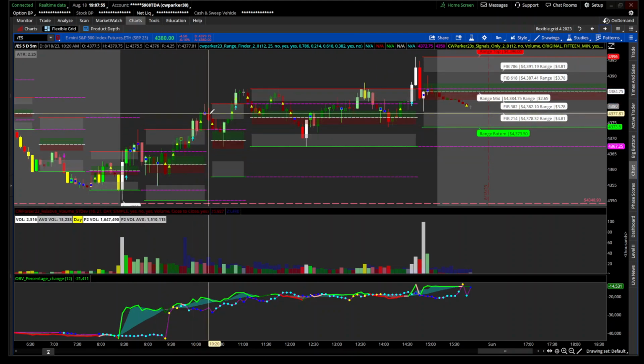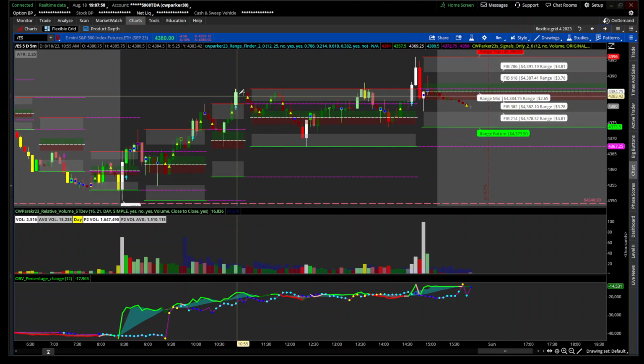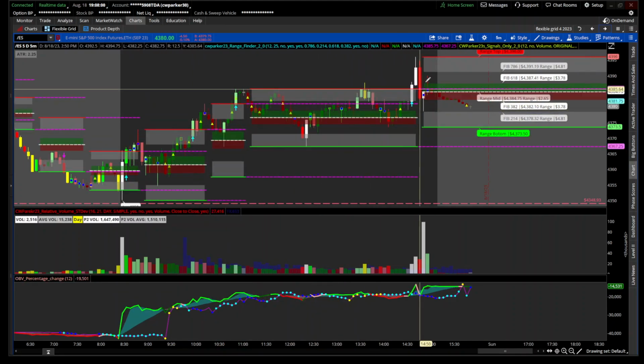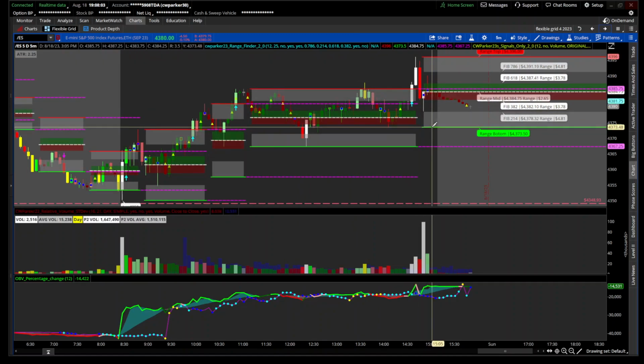Pushed back up, broke above the range, created this next range, and then pushed above and basically just traded within this range until the end of the day. And then it created this range.